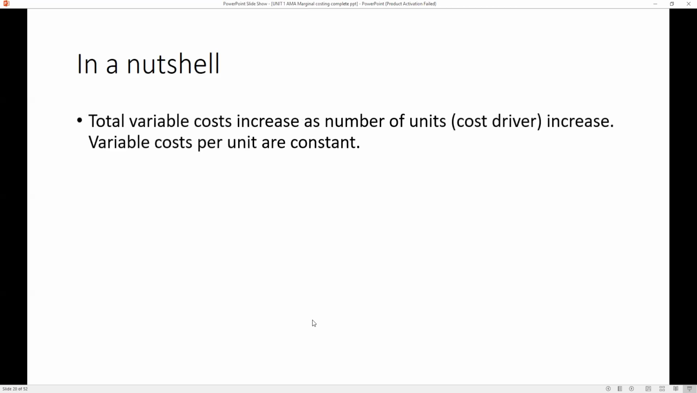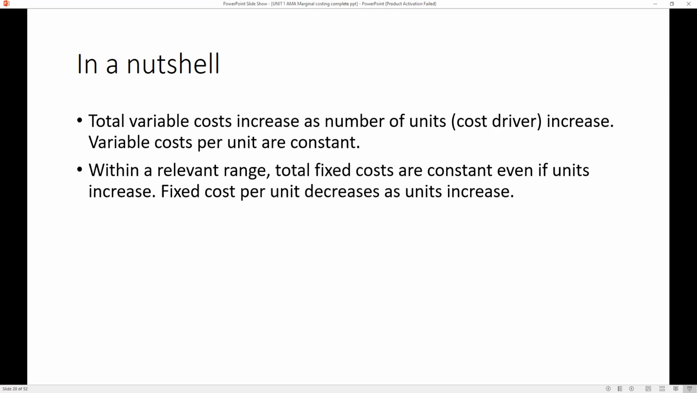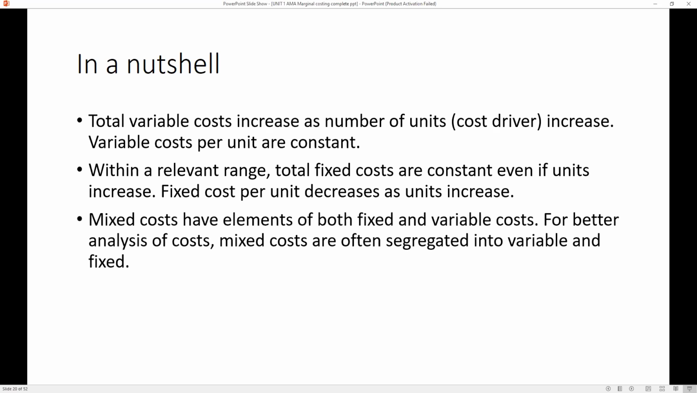So as a whole, we can say that the total variable cost increases as the number of units increases. Variable cost per unit is constant. When we talk about fixed cost, the fixed cost per unit is going to decrease as the number of units increases, while the total fixed cost remains constant irrespective of the level of activity. And what is mixed cost? Mixed cost is a combination of both fixed and variable cost. So we are going to segregate it, a part of it as variable and a part of it as fixed cost. For easy understanding or easy management only, we are doing this.